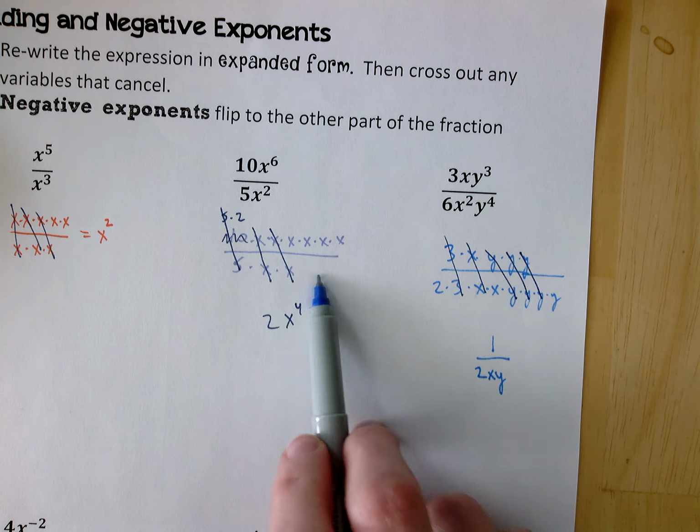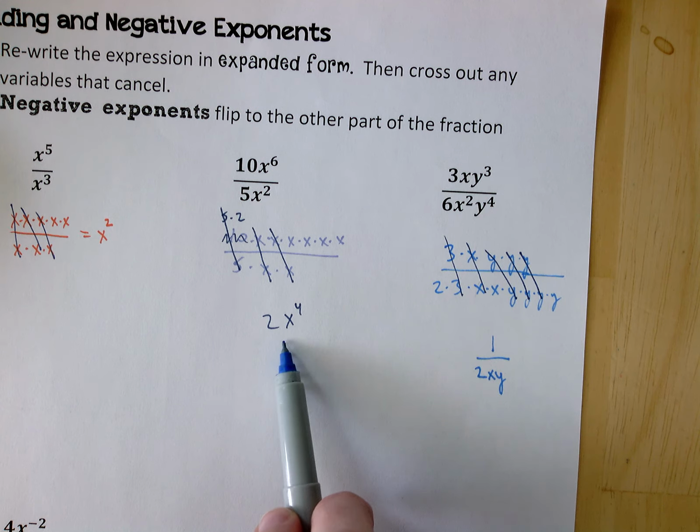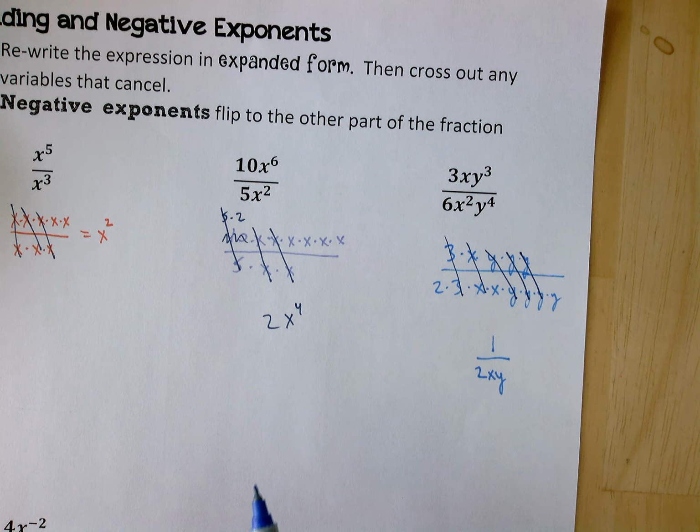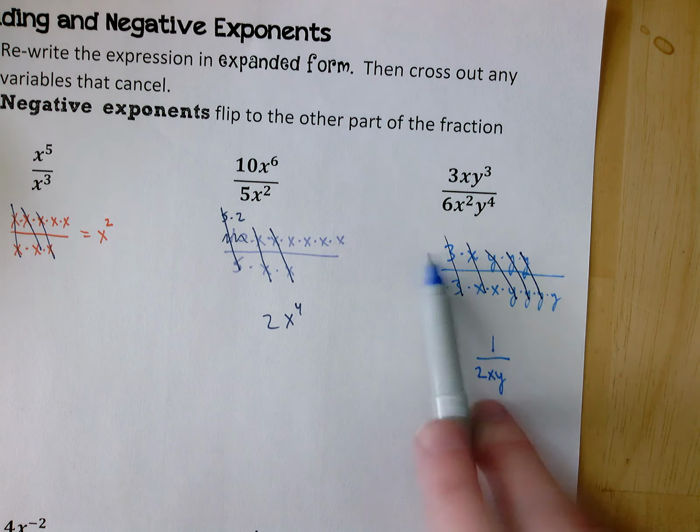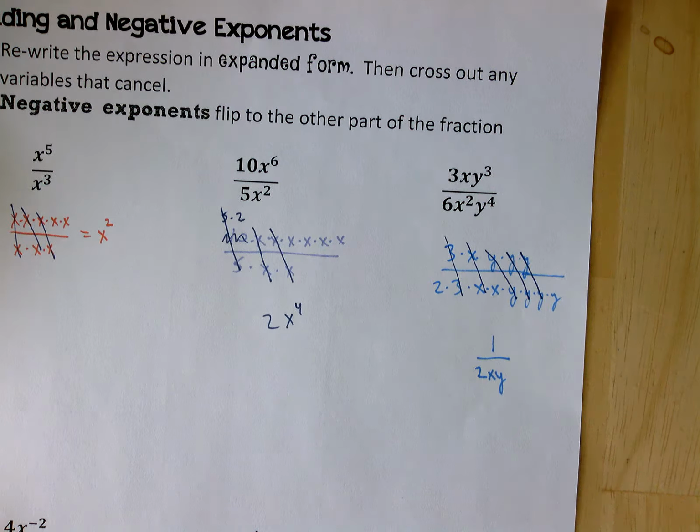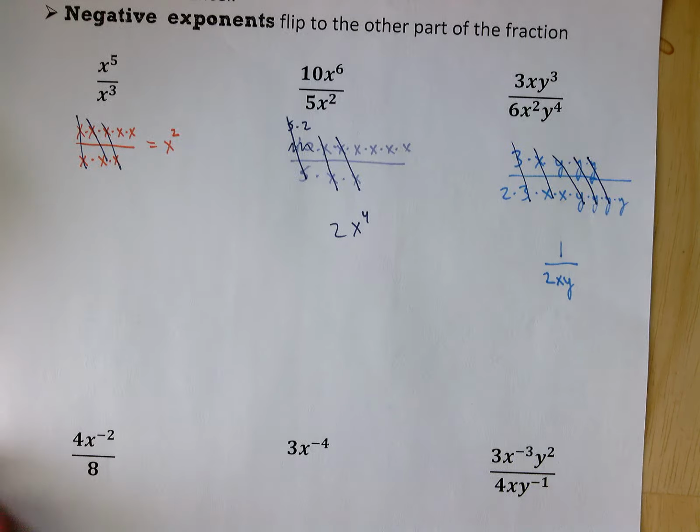So if everything in the bottom cancels, then you're fine. You can just write it as a whole number, or you could put a 1 under it if you want to. But if everything cancels in the top, you still need to have a top part of your fraction. Okay, so watch out for that.